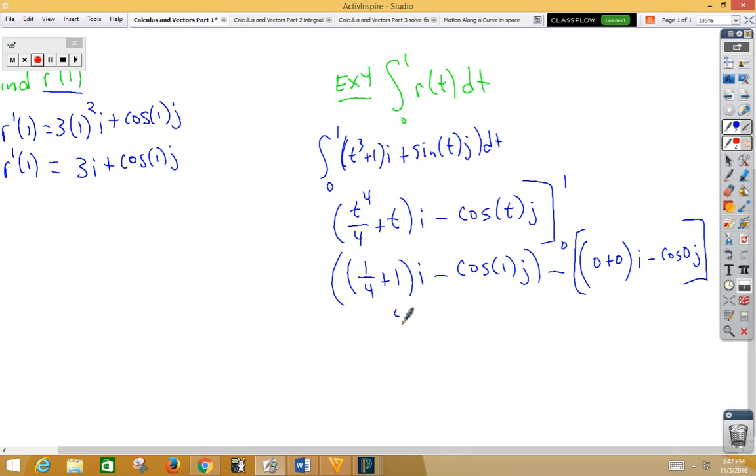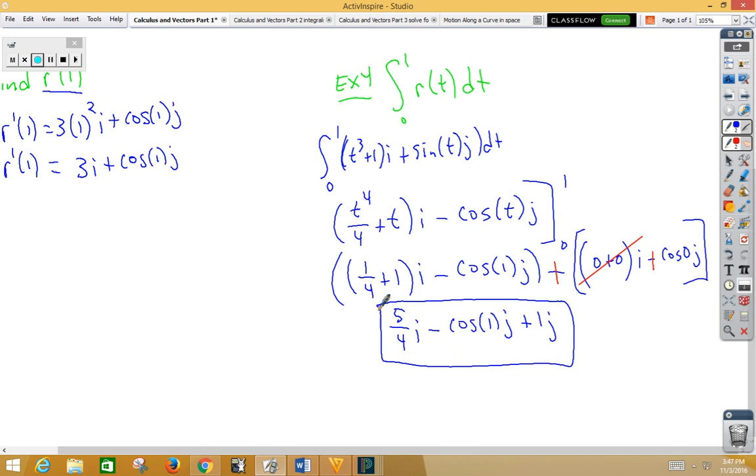So that would be 5/4 i minus cosine of 1j. The 0i goes away. Distribute my negative. Cosine of 0 is 1, so that would be plus 1j. And we could go ahead and leave it like that, or we could combine these two items if we choose.